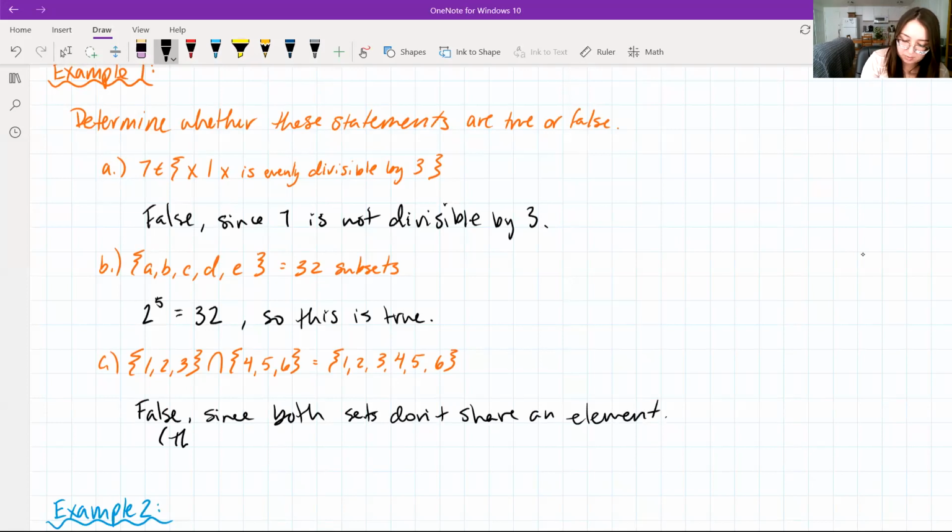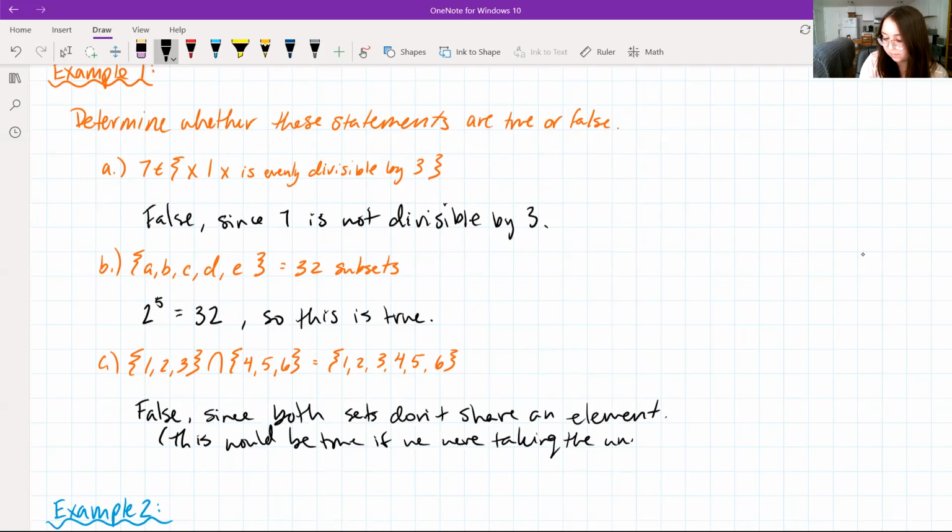And then we can say in parentheses, this would be true if we were taking the union. Because remember, in our union, it's what's in A, or what's in B, or what's in both. So when you take your union of things, you would combine them. So this would be technically correct if we were taking the union, but we weren't. We were taking the intersection.